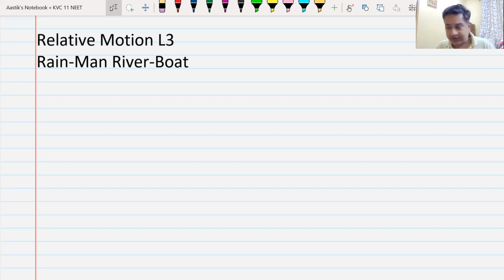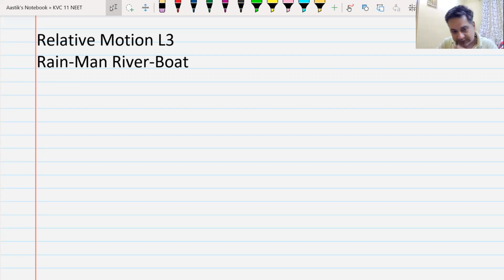In this class, we are going to start with motion in two dimension. In the previous class, we had covered motion in one dimension, and now we will move on to relative motion in two dimension.